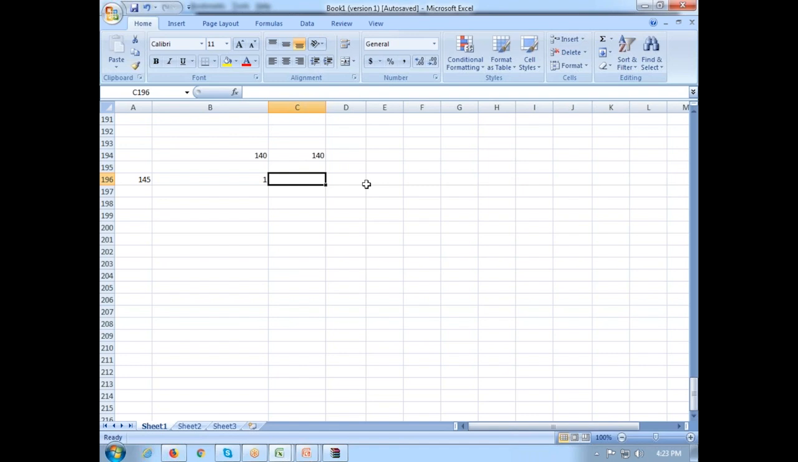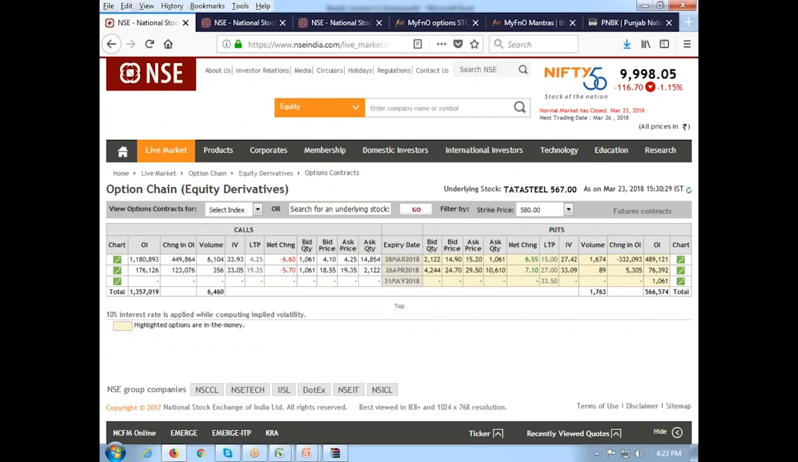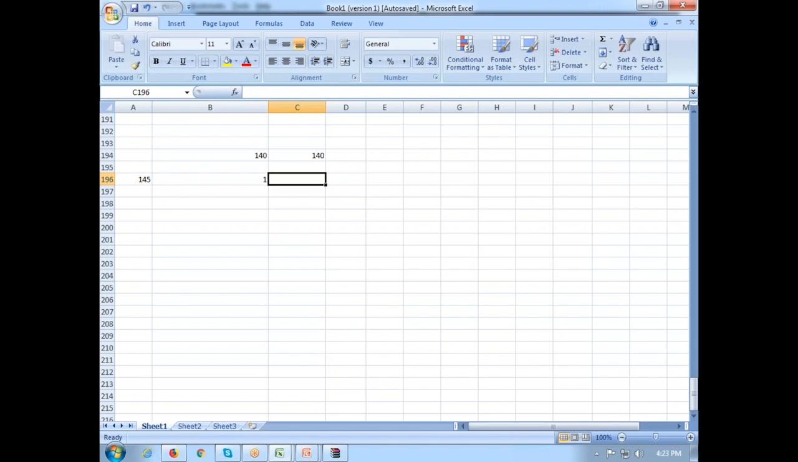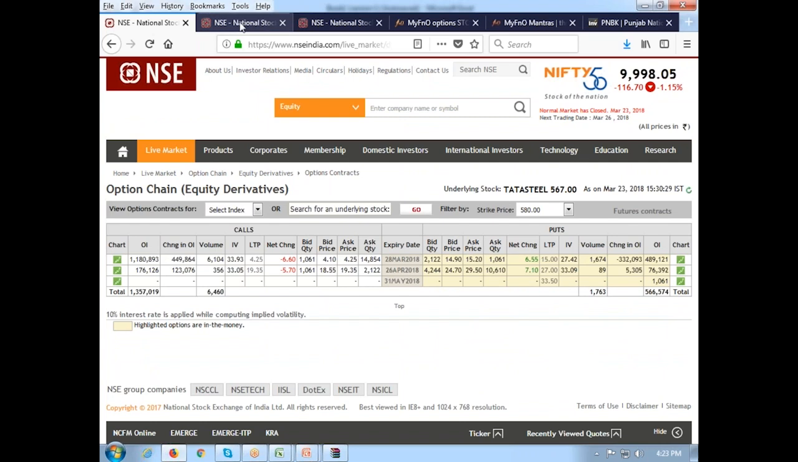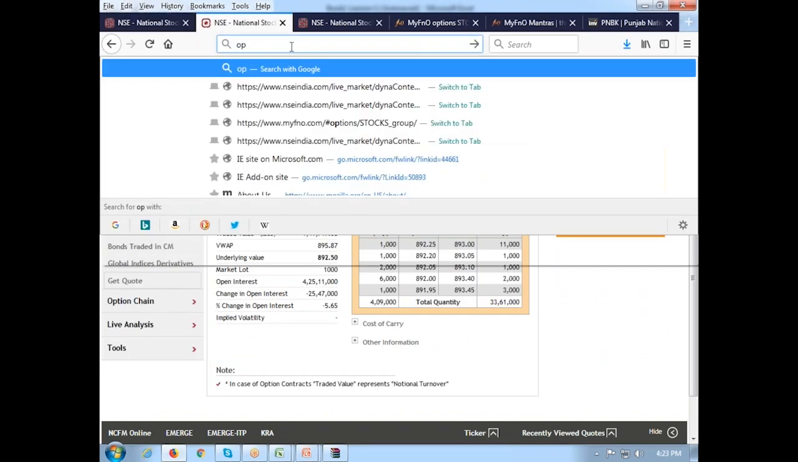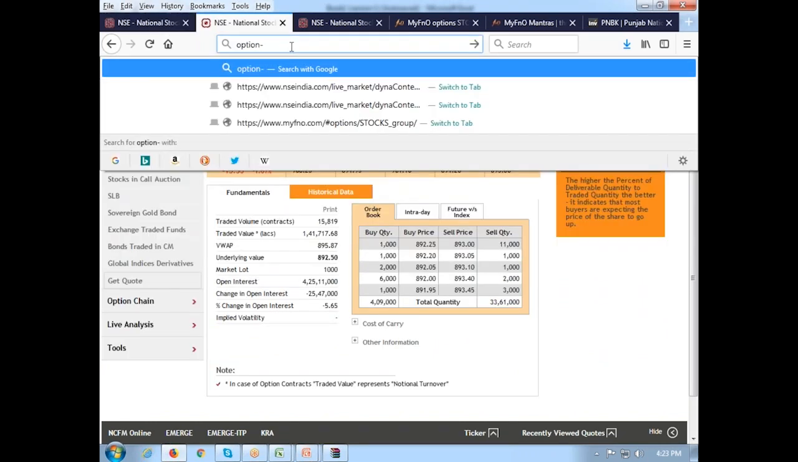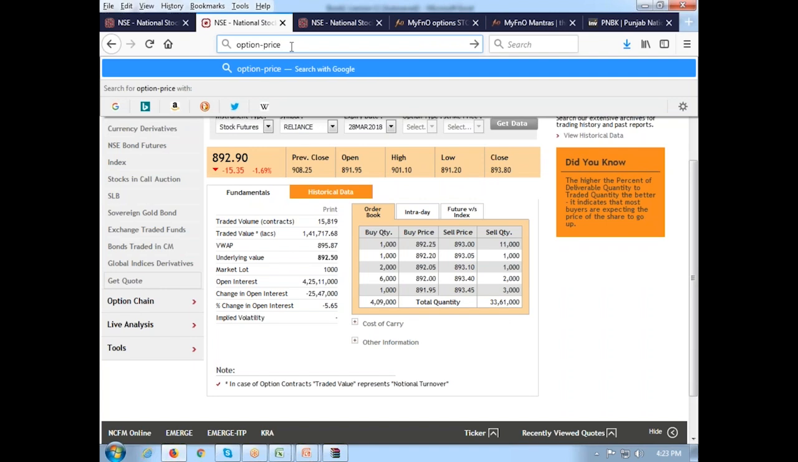So let me give you an example. The examples are, let's say, Ashok Leyland and Bank of Baroda. They are around the same prices, or you can take any example. But if the volatility is different, the price will be a lot different. So where can you see that? Optionprice.com.